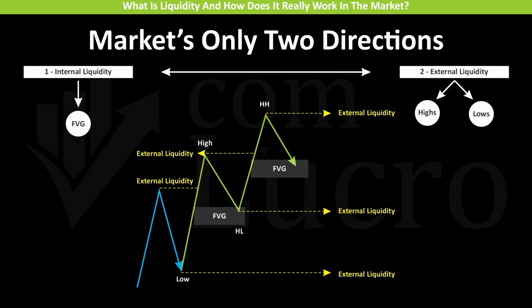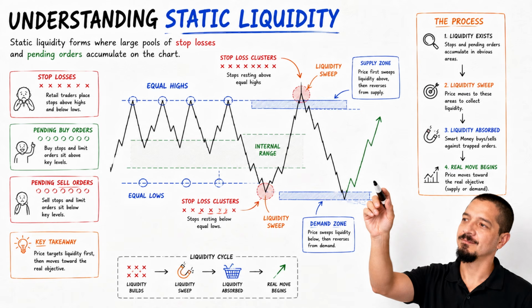Essentially, price moves from the fair value gap to external liquidity by sweeping liquidity above this high. With the external liquidity swept, price then aims to rebalance by targeting internal liquidity again, filling the most recent fair value gaps. Now, shifting focus, let us examine static liquidity.